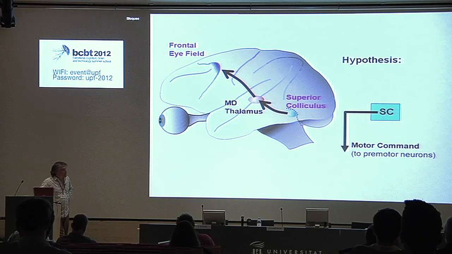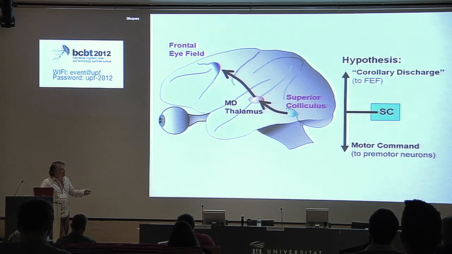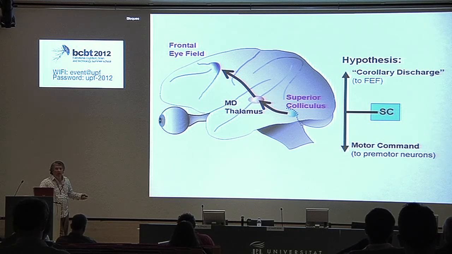So our hypothesis is that the colliculus, of course, is sending motor commands down to move the eyes. But at the same time, it may be sending copies of those motor commands up to the frontal eye field, and perhaps from the frontal eye field to other parts of the visual system. So this is literally what we mean by a corollary discharge. It's an internal copy of an outgoing motor command. It has the same time course. It represents the same parameters as the actual motor command, but it's going the wrong way. It's not going to the muscles. It's going back up to the cerebral cortex.